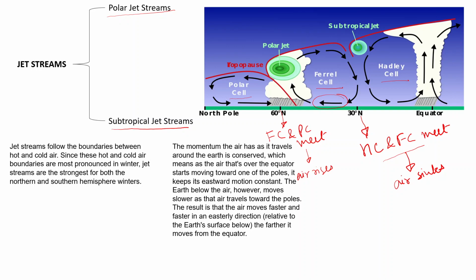And an interesting fact over here is, if you see this diagram carefully, this diagram is taken from Wikipedia. You will find that the air which is coming from the equator towards 30-degree latitude has a higher temperature than the air coming from 60-degree towards 30-degree latitude. So the temperature of Hadley cell air is more than the temperature of Ferrel cell air. It means that we have two air masses of different temperature, different characteristics. So these air masses don't mix properly.